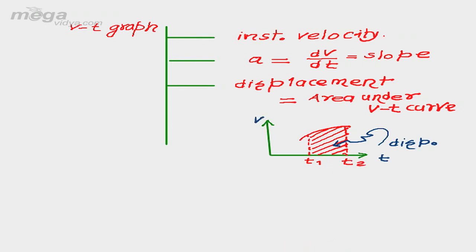Now these three pieces of information can be gathered by just studying the velocity time curve. The beauty of the velocity time graph is that we can find displacement as well as acceleration of the particle from this curve. So this is a very important curve which we will use in solving questions with constant acceleration.